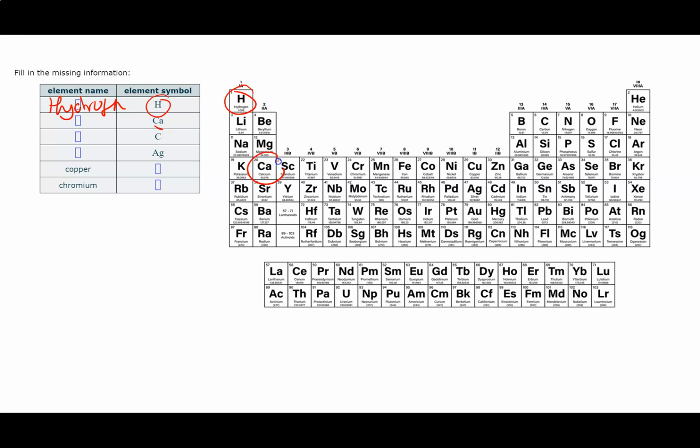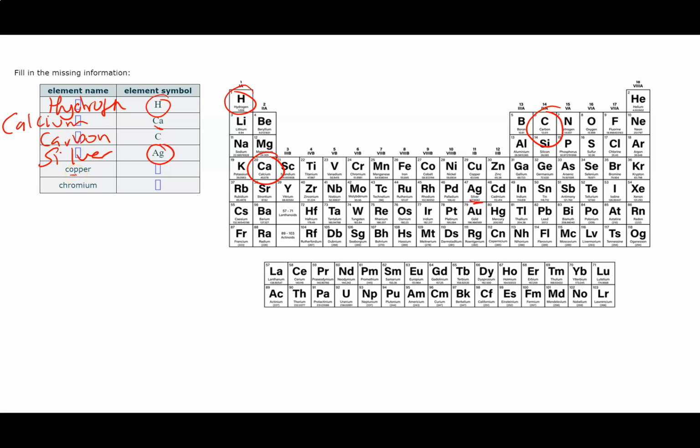Ca, we already had that one. Calcium. C, it's over there. Carbon. Just don't make a spelling mistake on these. Ag is another one where the symbol doesn't align with the English name. It is silver.